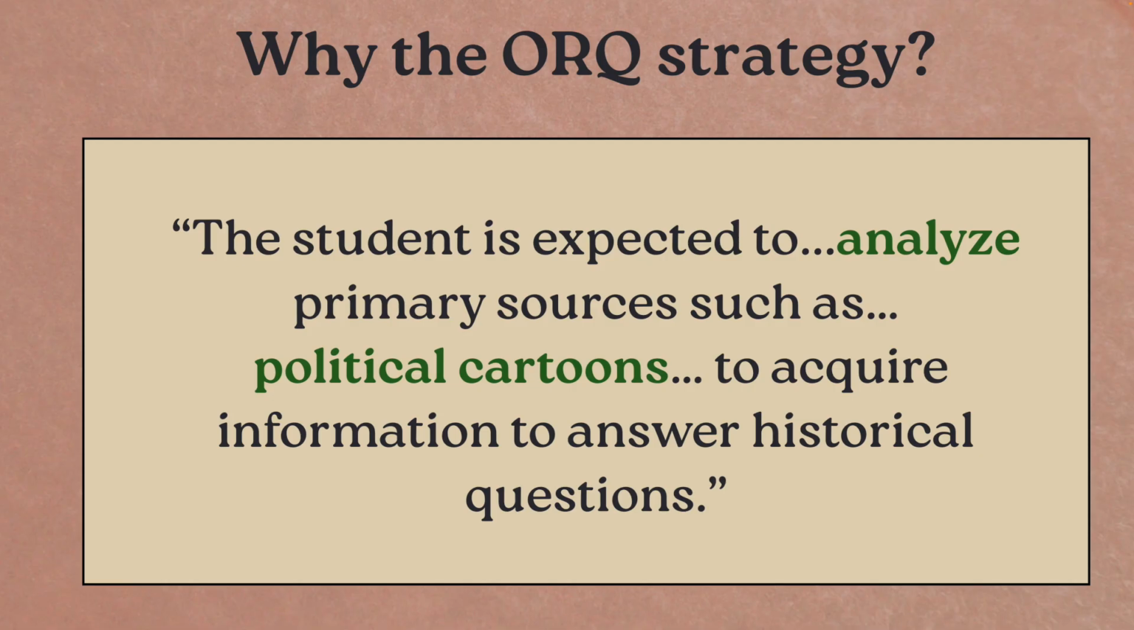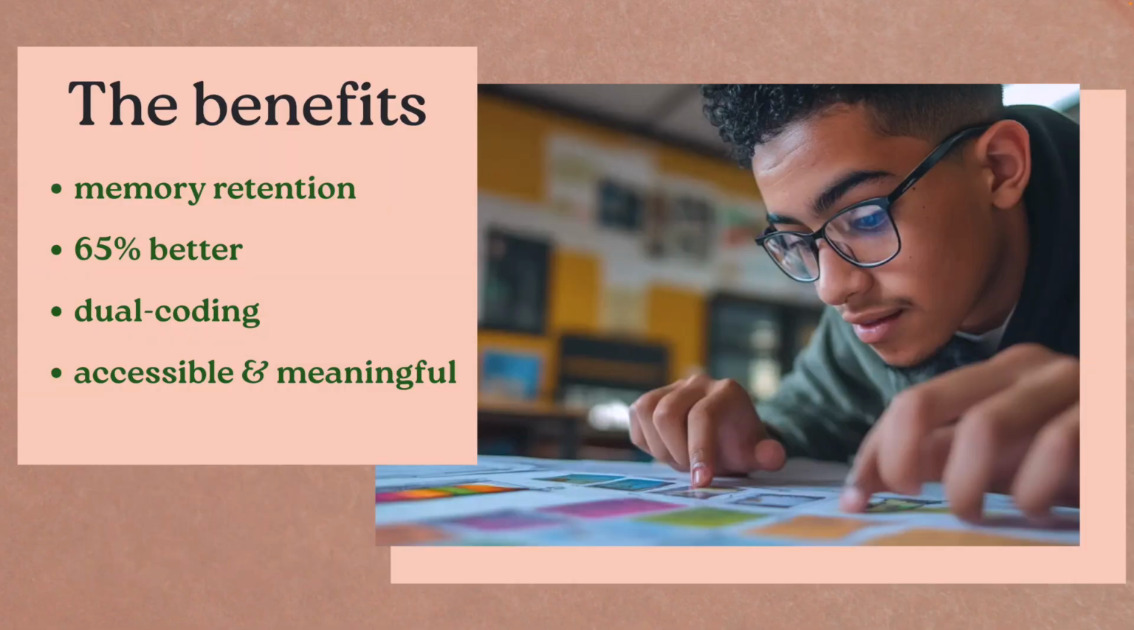The ORQ strategy is an effective approach for analyzing political cartoons, which students in grades 6 through 12 often encounter in their history classes while studying different historical eras. For example, in the state of Texas, the U.S. History TEKS standards require students to analyze primary sources such as political cartoons to acquire information to answer historical questions. Research also supports the effectiveness of the ORQ strategy.